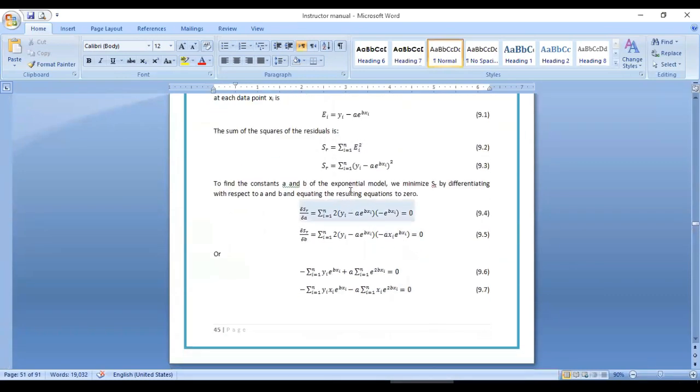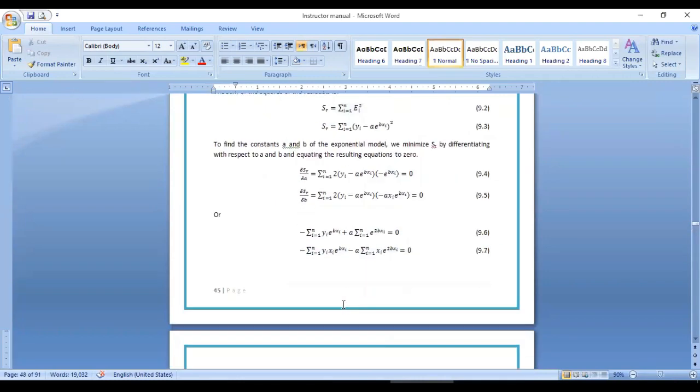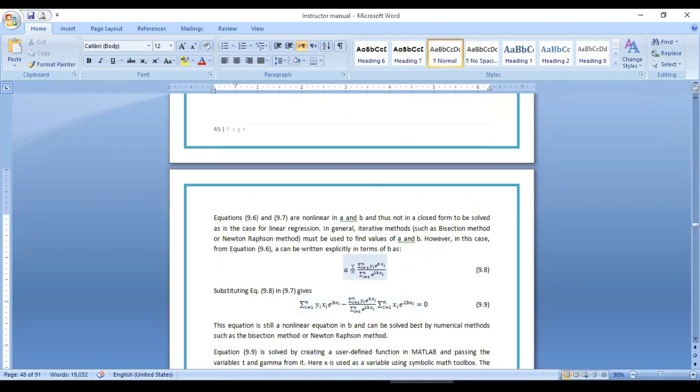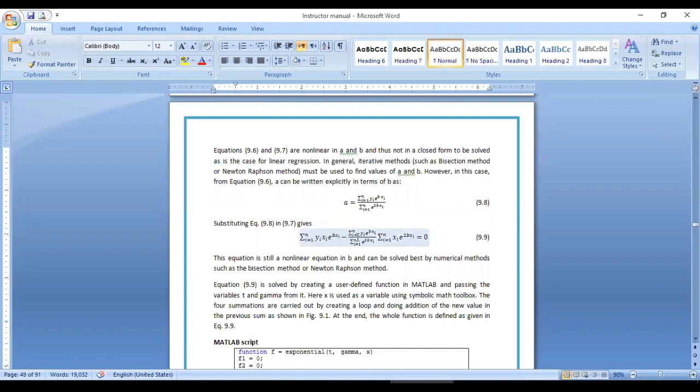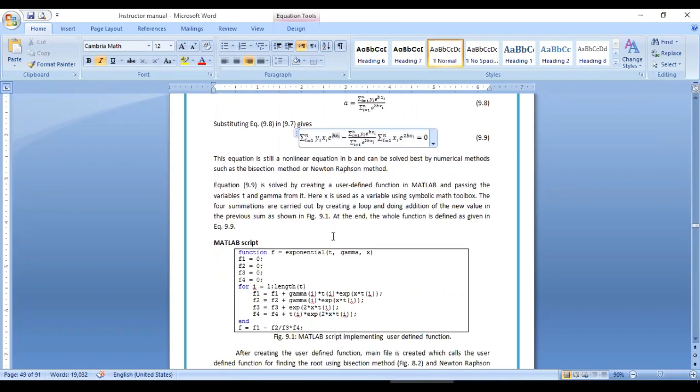So this is what I have discussed so far, and you can also see the same set of expressions in this manual. These are all the equations, and this is the first coefficient a, and this is the final nonlinear equation, and this equation will be used to calculate the value of b.